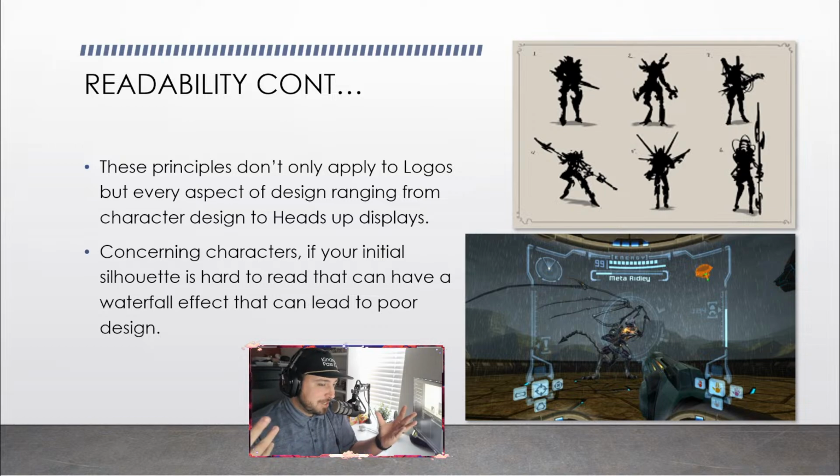When we're talking about readability, these principles don't only apply to logos. Every aspect of a design, ranging from character design even to heads-up displays, HUDs, you need to make sure that things are readable and easy to see. I love Metroid Prime's HUD system because it's so easy to tell what's happening on my screen, and it's not so in your face that you can't focus on what else is happening. It also feels like you're inside of Samus's helmet, which is super cool.